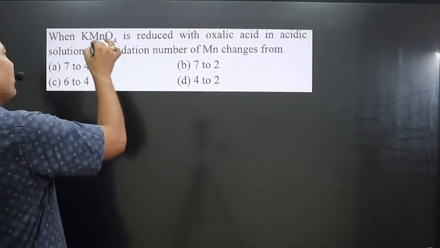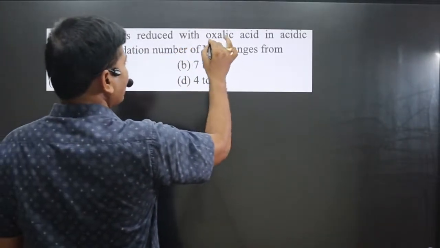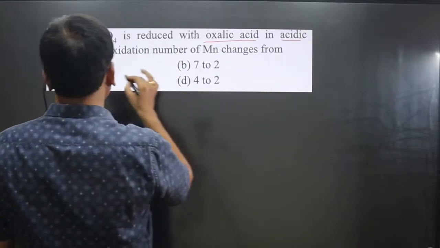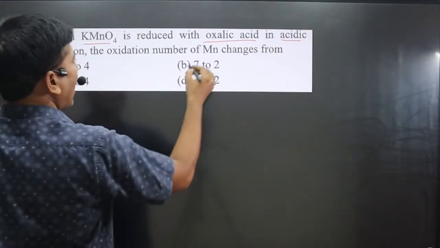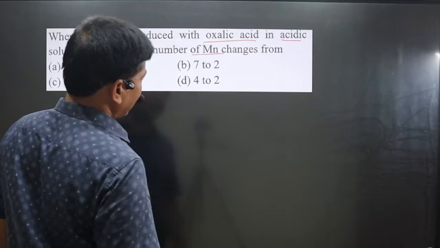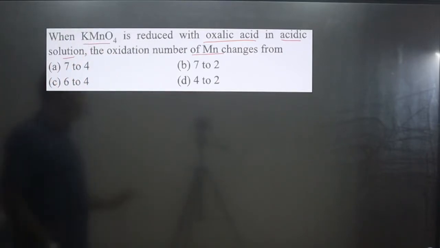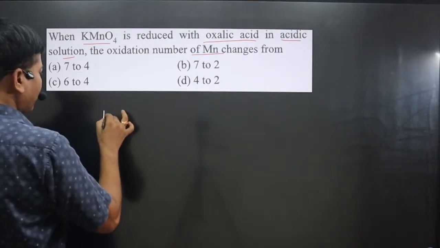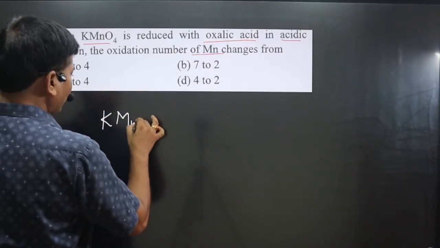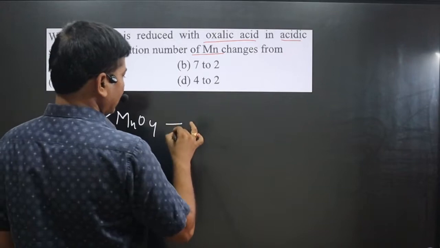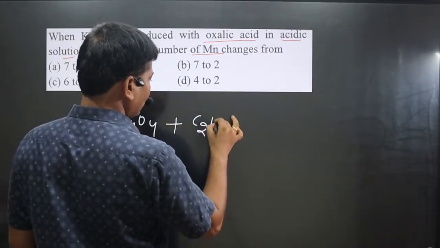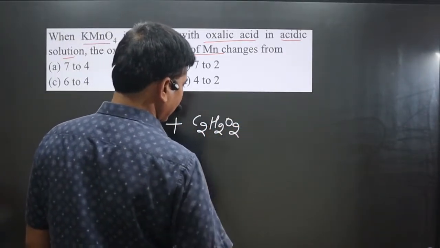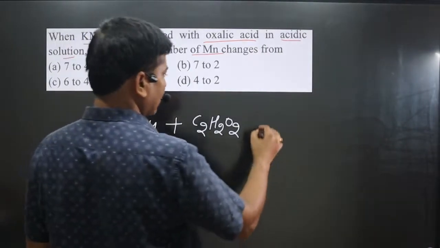The question says when potassium permanganate is reduced with oxalic acid in acidic solution, the oxidation number of manganese changes from... First of all, we write down the chemical reaction. We have potassium permanganate, that is KMnO4, reacting with oxalic acid, C2H2O4. This is the chemical formula of oxalic acid.